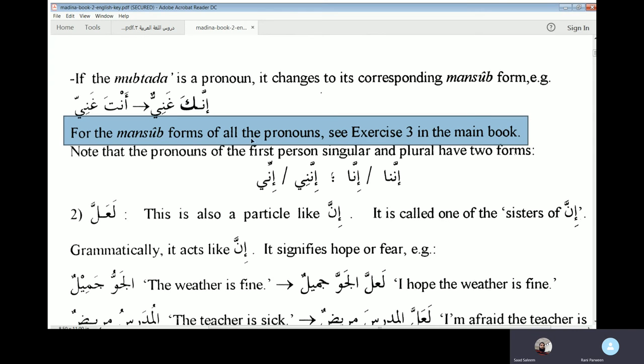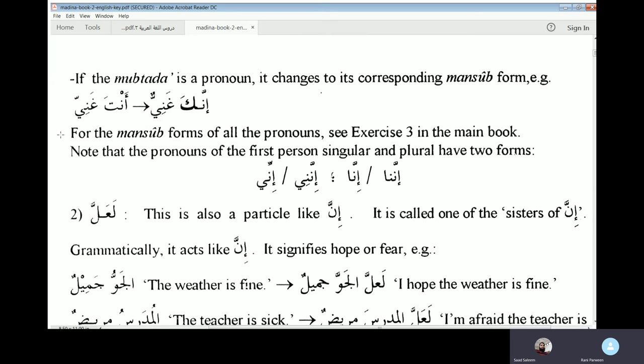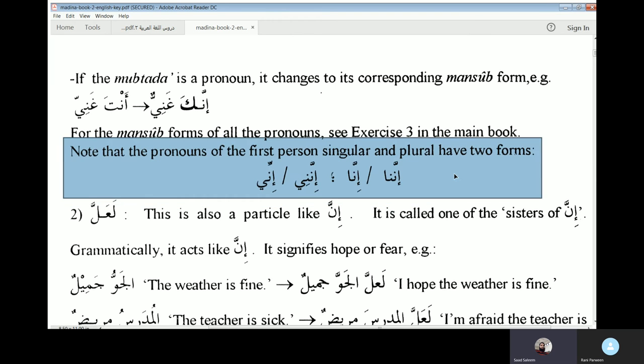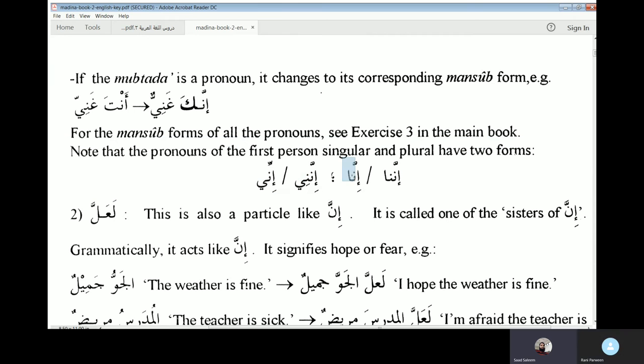For the mansub forms of all the pronouns, see exercise 3 in the main book. We'll study this in detail in exercise 3 of this chapter. Note that the pronouns of the first person singular and plural have two forms. So what is the meaning of inna? Indeed, I. Surely. Indeed, we. Inna is the same word, indeed, we. Inni, indeed, I. Innani, indeed, I. Both words are the same.